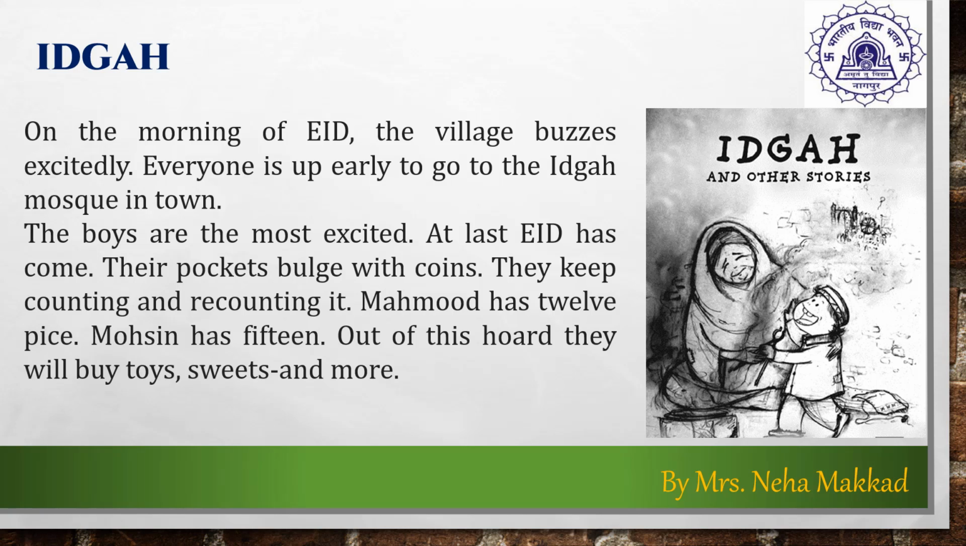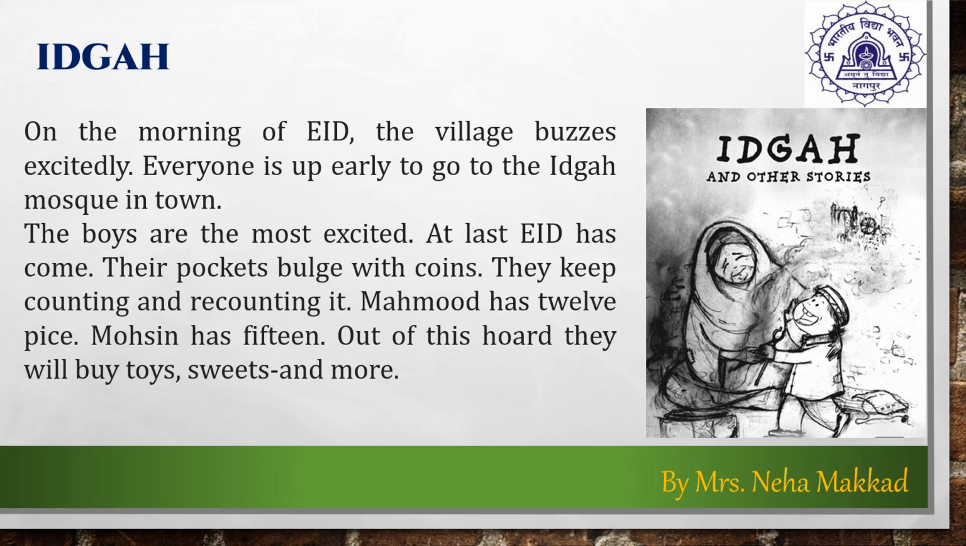They keep counting and recounting it. Mahmood has 12 pies. Mohsin has 15. Out of this hoard, they will buy toys, sweets and more. So amongst all the children there, they were counting and recounting their money and planning in their minds what to buy from it.